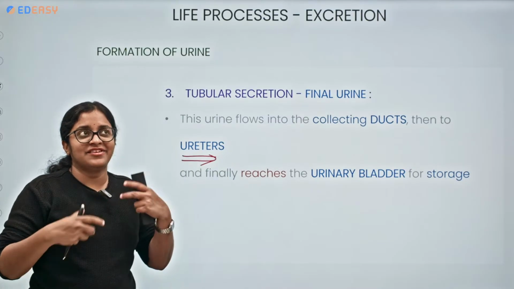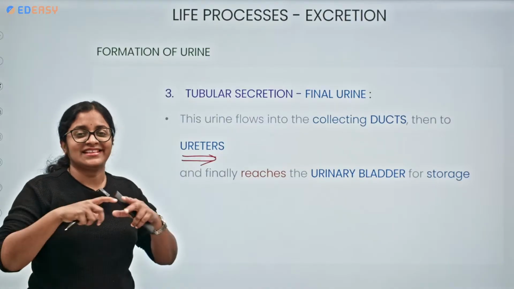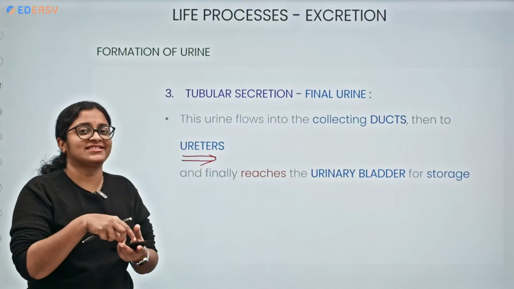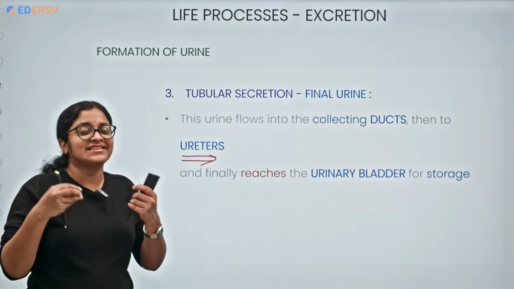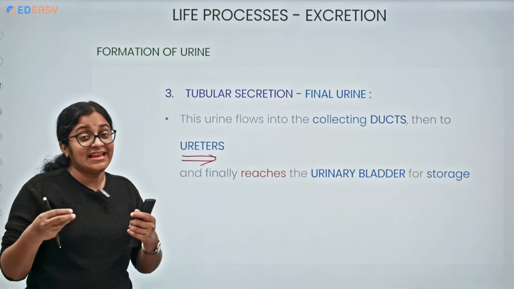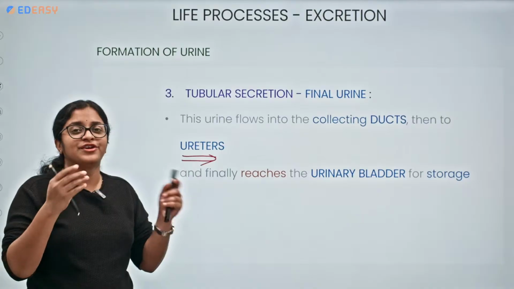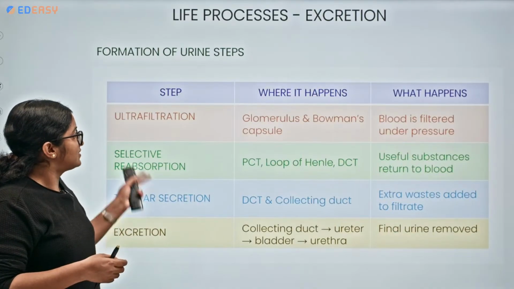Until we feel the urge to urinate, the urinary bladder is storing the urine as such. But when there is an urge for urination, the urine gets emptied out from the urinary bladder through the region of the urethra. So what are the steps?